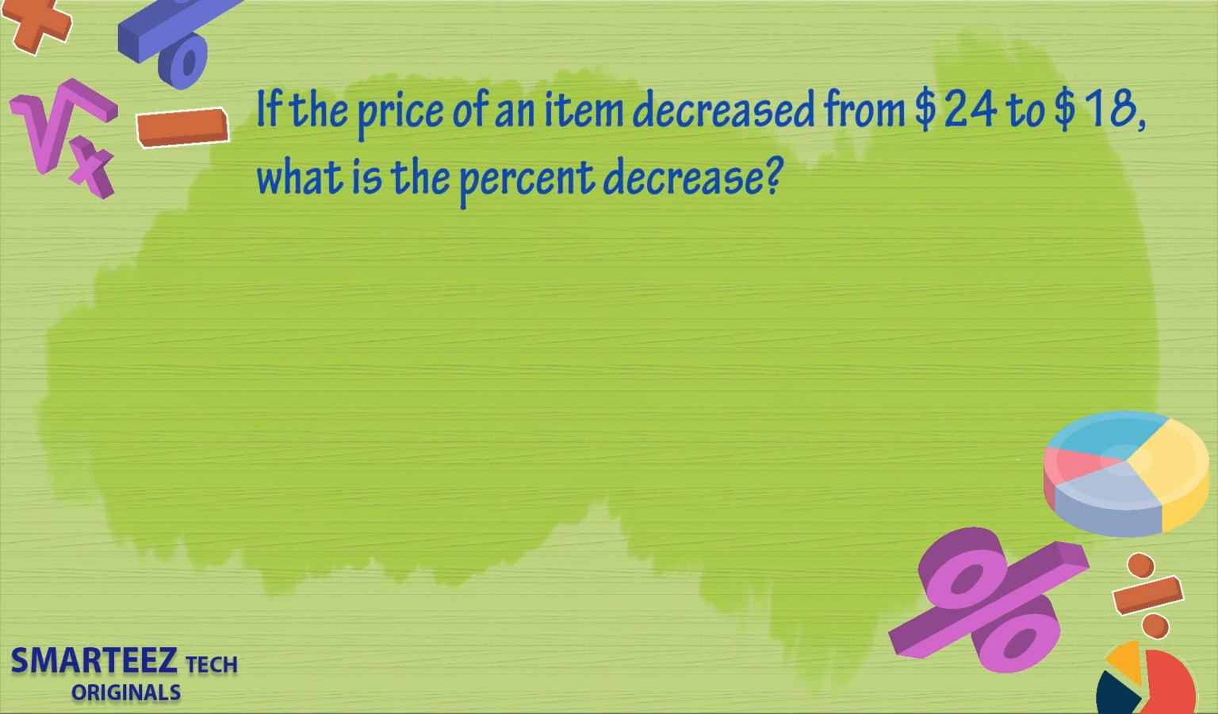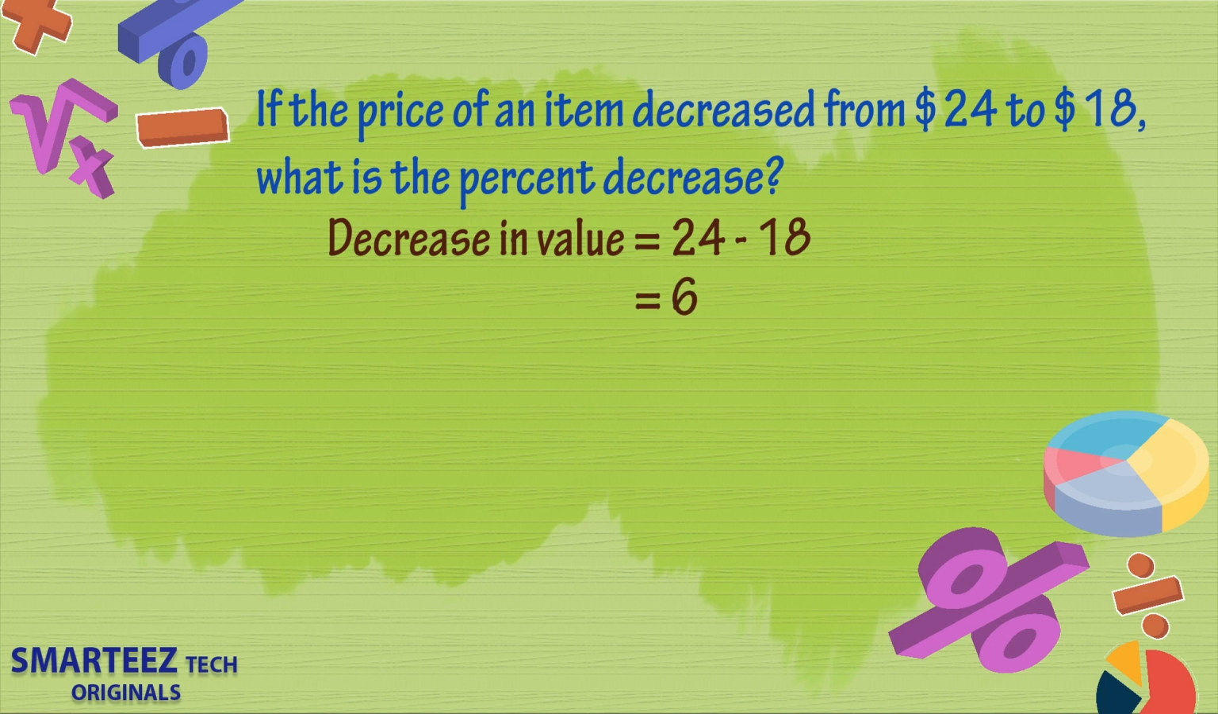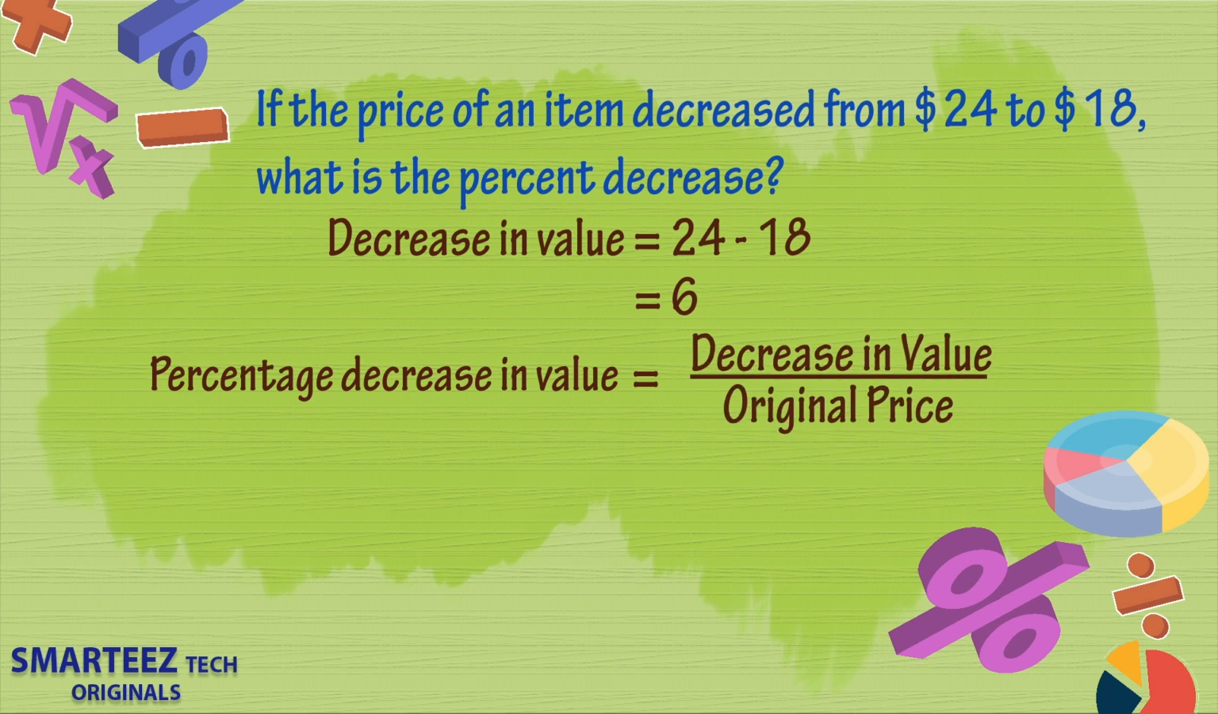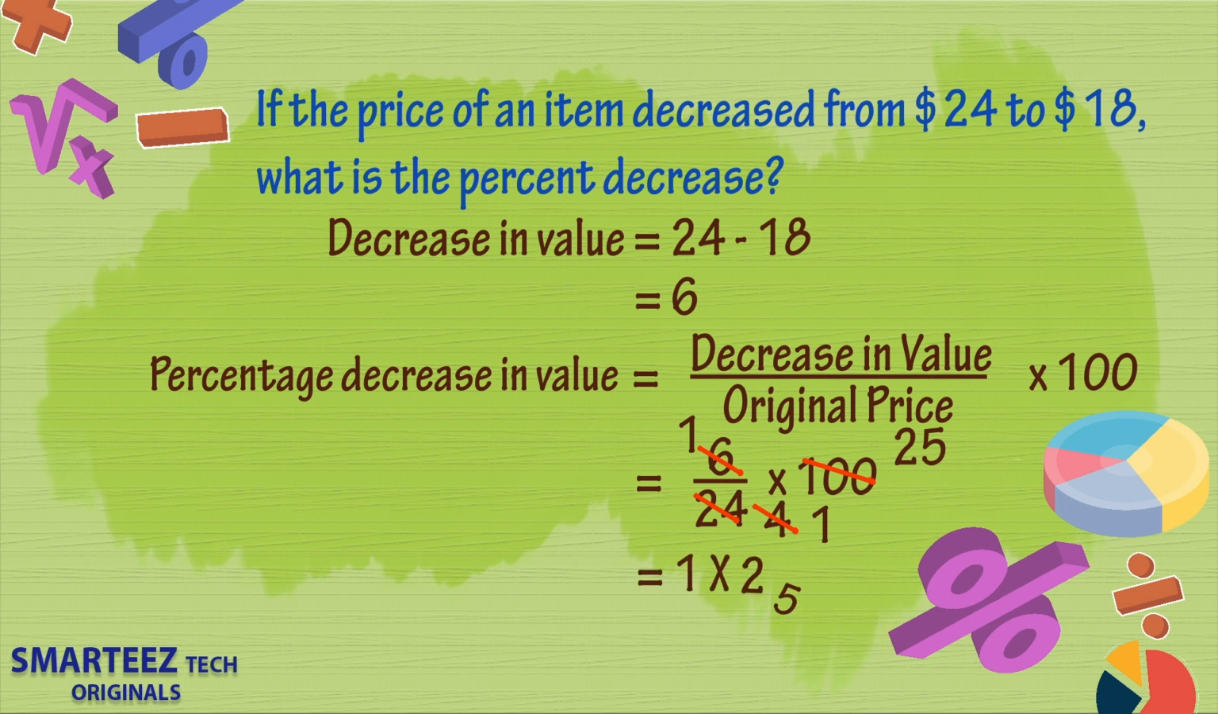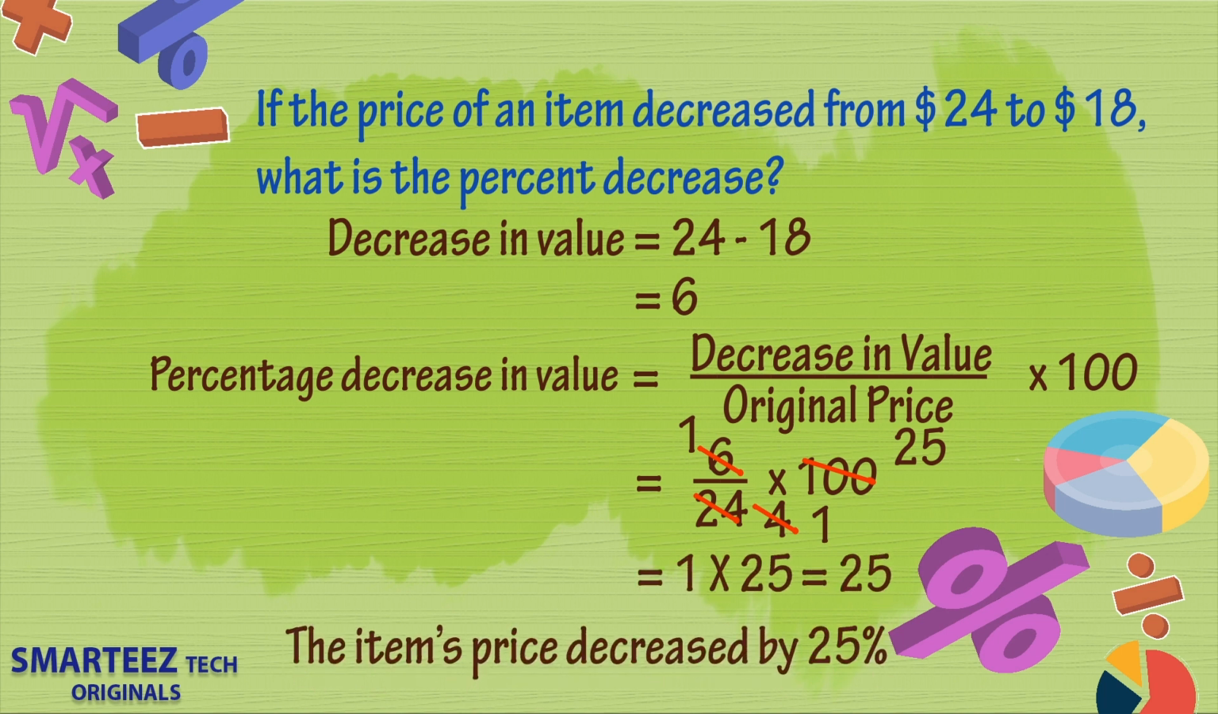If the price of an item decreased from $24 to $18, what is the percent decrease? Decrease in value equals 24 minus 18 equals 6. Percentage decrease in value equals decrease in value divided by original price times 100, which equals 6 over 24 times 100. Simplifying, we get 1 times 25, which equals 25. So the item's price decreased by 25%.